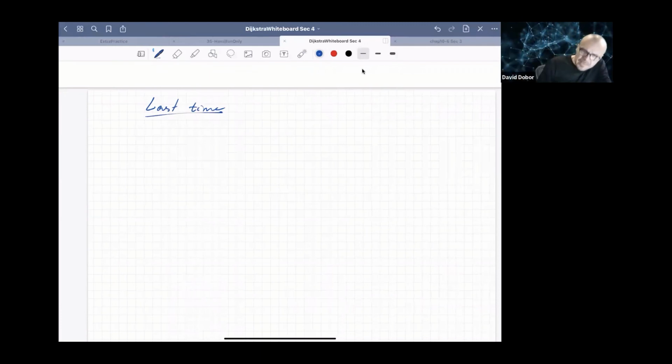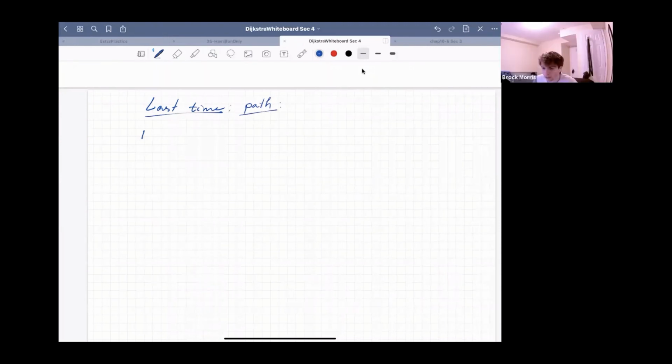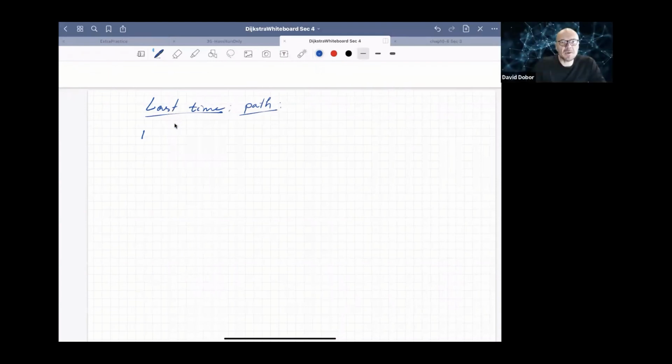What is a path, by the way? And then that of a circuit. So what is a path? How did we define a path? It's like a set of edges that you traverse to get from one vertex to another. That's exactly right. So we defined it as a set of edges.